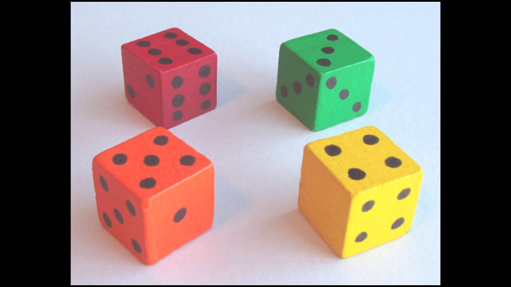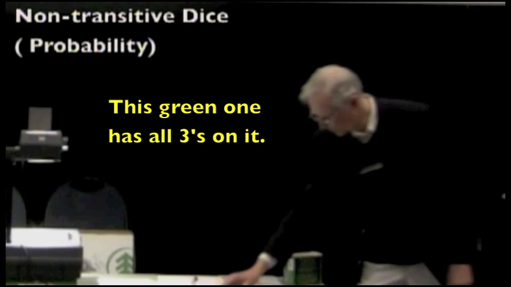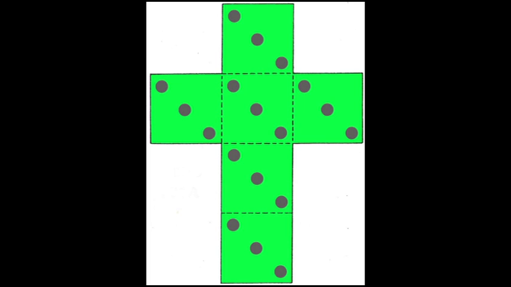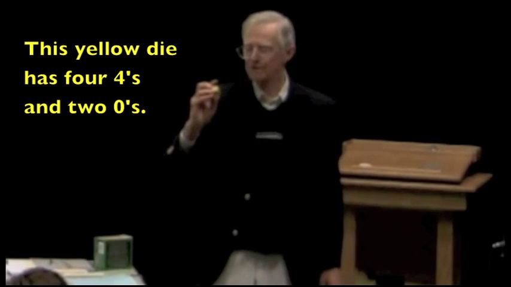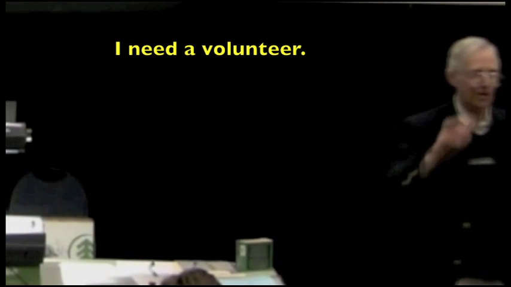These 4 dice will be used in this presentation. This green one has all 3s on it. The green die has 6 3s. This yellow die has 4 4s and 2 0s. 4 faces of the yellow die have a 4. So I need a volunteer.